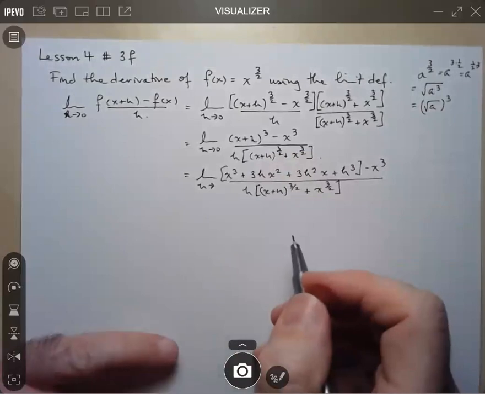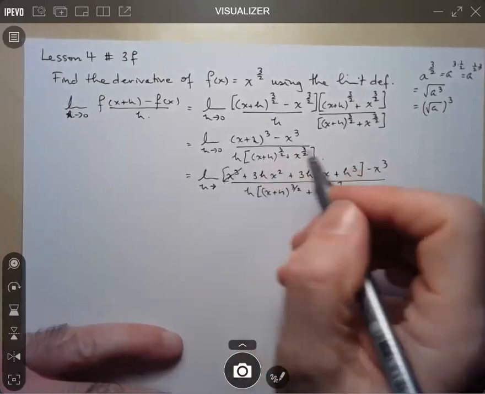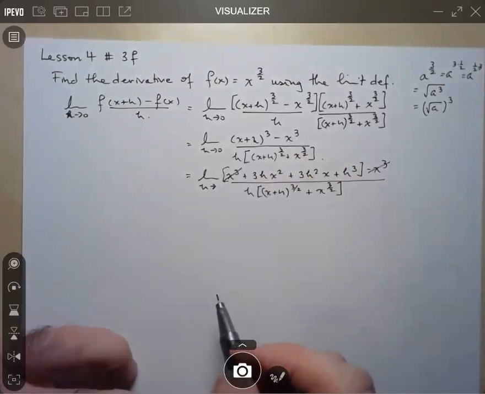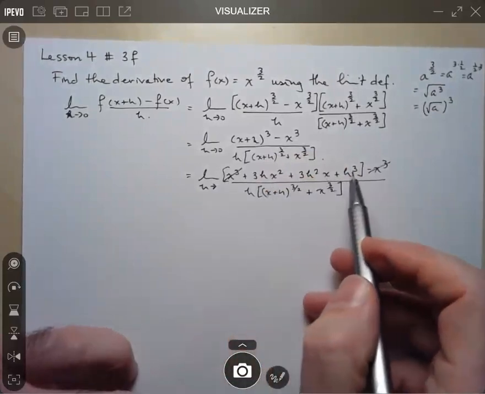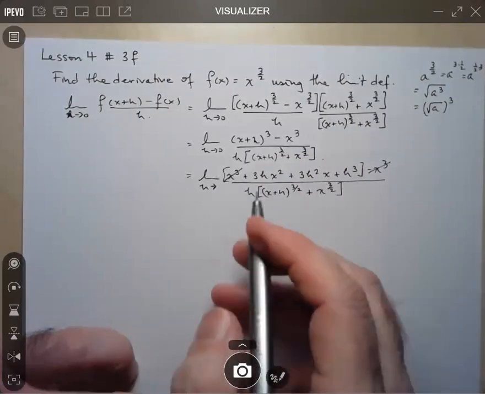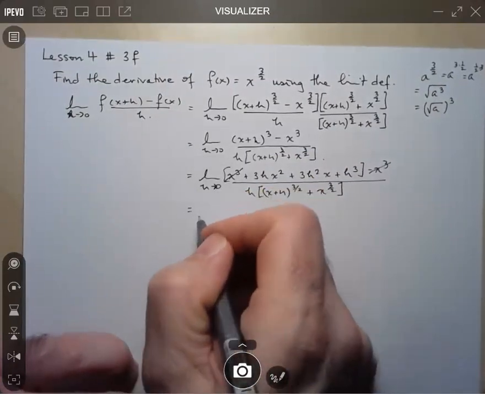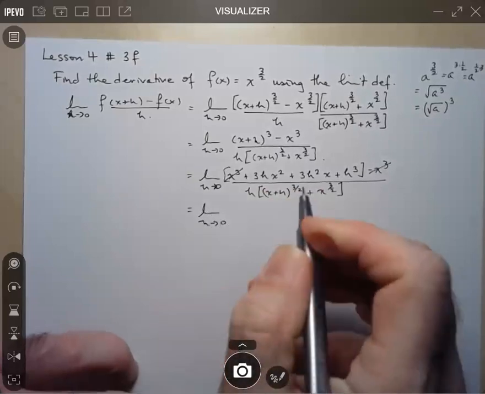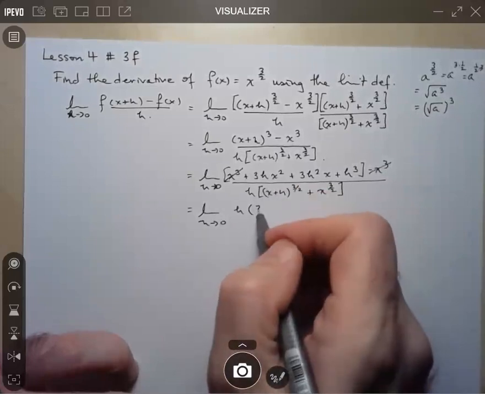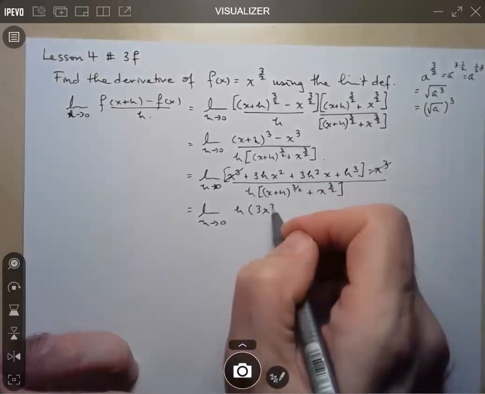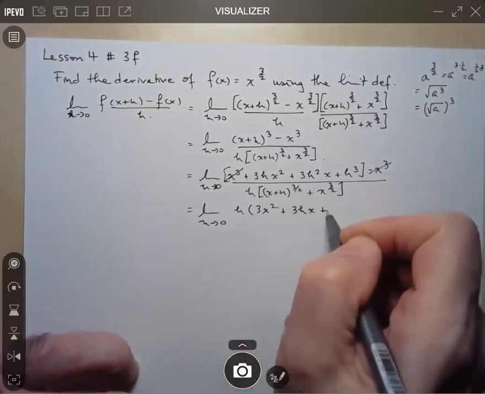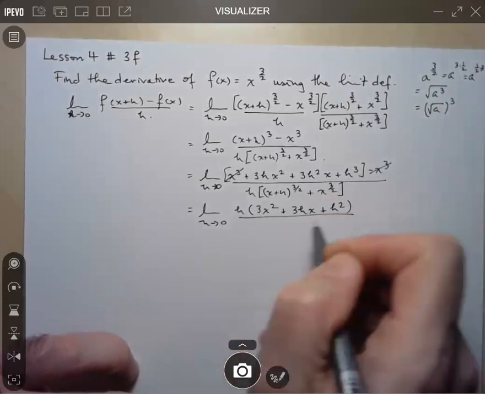And as we see often happens, the terms that don't have an h in them just cancel out. Then we realize that all the terms that are left have a factor of h. Okay, so now I can factor out an h in the numerator, and let's see what we're left with. Well, we're left with 3x squared, and then here plus 3hx plus h squared.